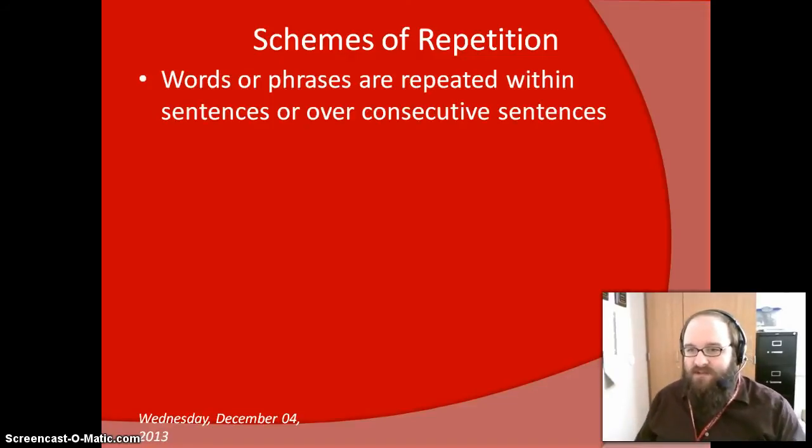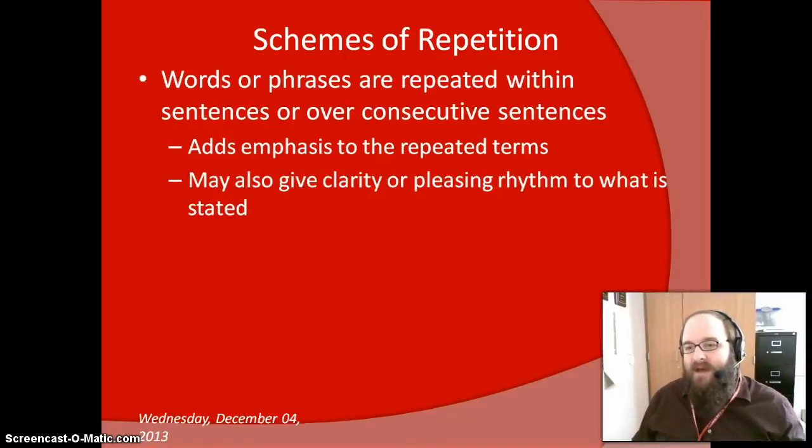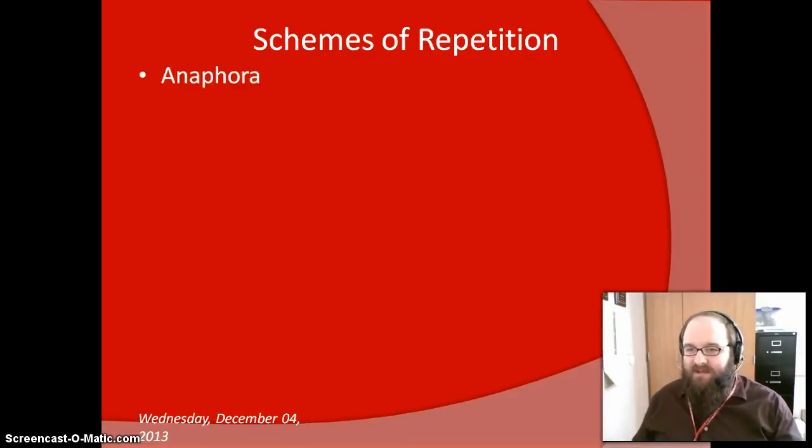Schemes of repetition are those schemes in which words or phrases are repeated within sentences or over consecutive sentences. And what this does is it allows the author to add emphasis to those repeated terms. They're just naturally emphasized because the reader sees them over and over and over again. Schemes of repetition may also give greater clarity to what an author is trying to say, or provide a sort of pleasing rhythm. It might just sound cool when read out loud, which when we're reading silently, we kind of hear what we're saying on the page as well. So that's where that pleasing rhythm comes from. Let's take a look at some specific devices.